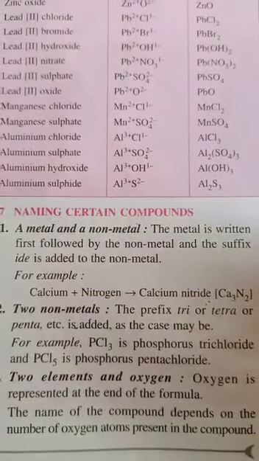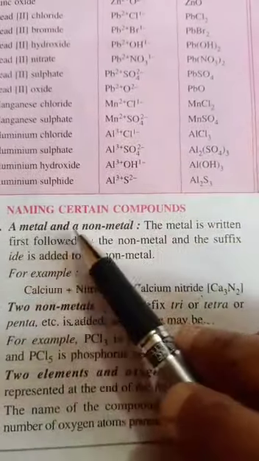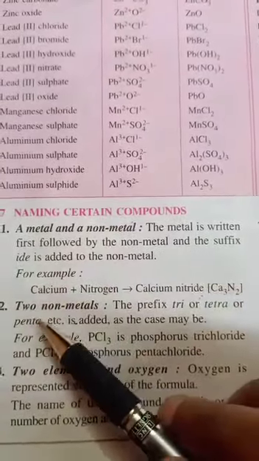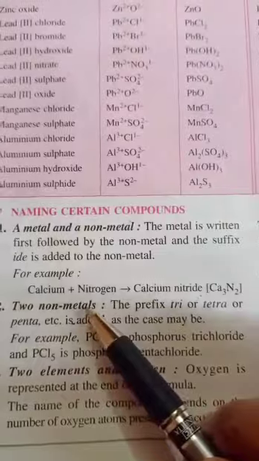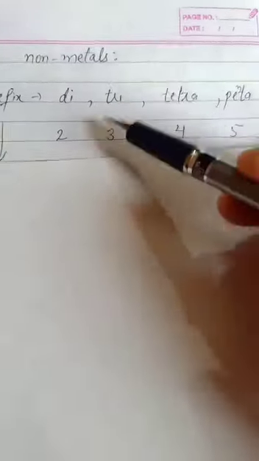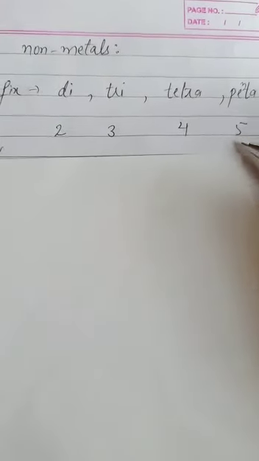We have seen the naming of compounds formed by metal and non-metal. Now let's see how we name the compound formed by two non-metals. In this case, we use prefixes di, tri, tetra, penta, etc. Di means 2, tri means 3, tetra means 4, penta means 5. These prefixes show the number of atoms. Let's see how we use this.